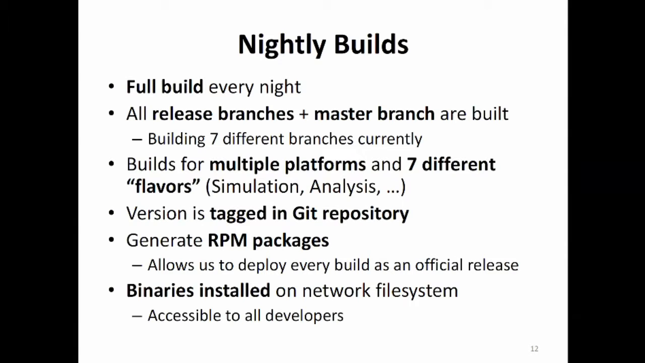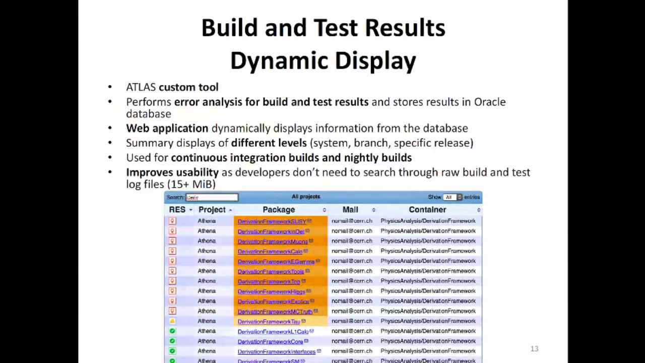Also, every build is then tagged in the Git repository itself. So this allows the developer really just to use Git and get the specific release or the specific version of the code that was built into a nightly. We generate RPM packages, and the binaries are installed on a network file system so that all developers can use them conveniently. So this is still an Atlas custom tool that we're using.